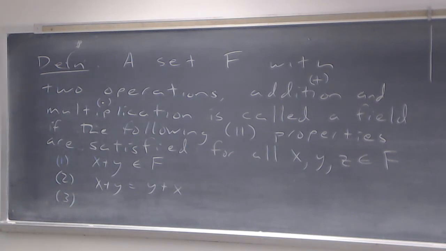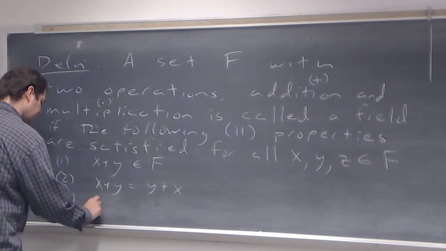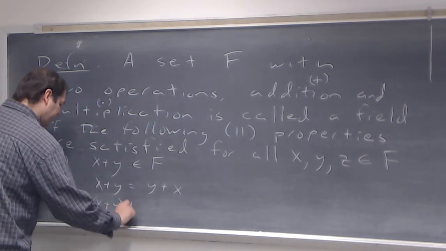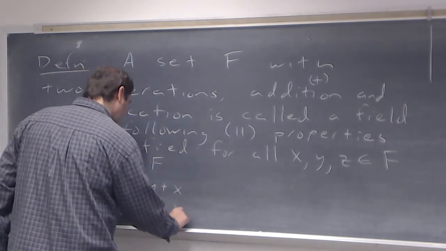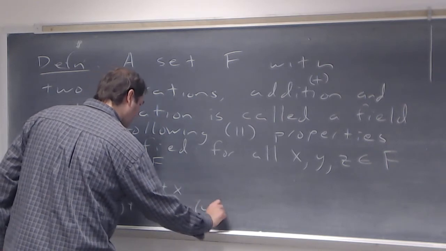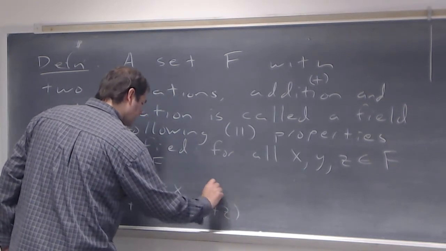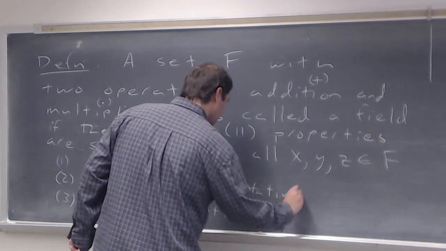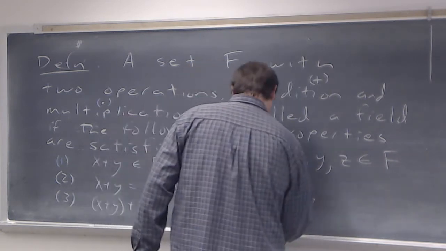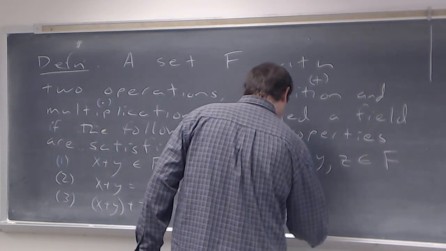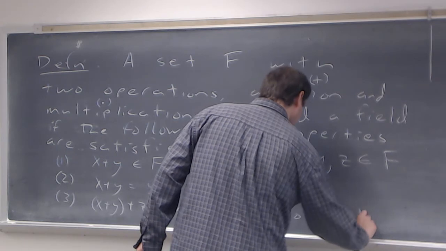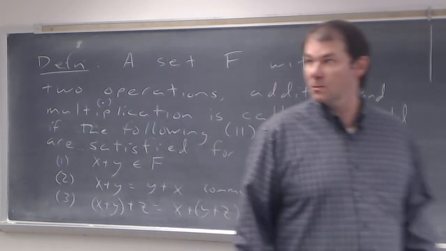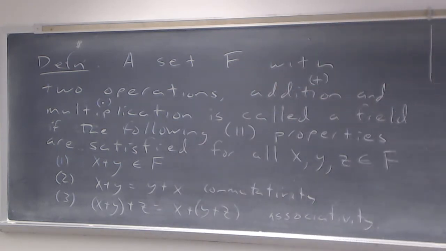Third, we have the associativity property. What it says is if you take x plus y and then add z to it, that's the same thing as x plus the quantity y plus z. So the second one is commutativity, and this is associativity. Those are the first three field properties.